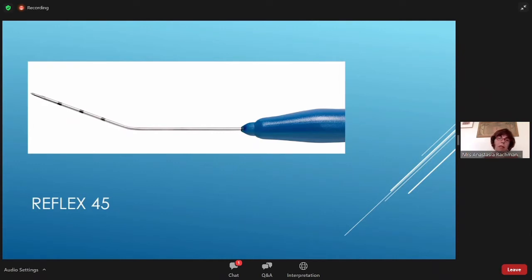There were modifications of this. There was a Reflex 55 more for snoring cases, as a palatal wand. The Reflex 45, the difference from what Professor Colonier has already explained, is that in other wands we have an irrigation system, and in a Reflex 45 we do not have an irrigation system.